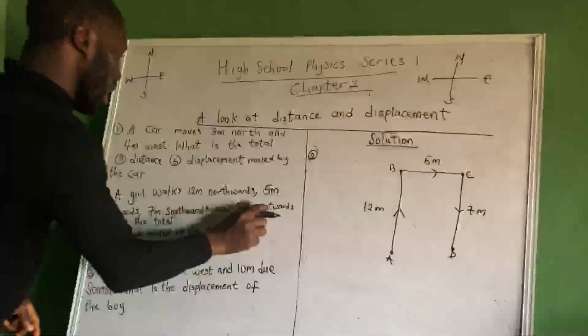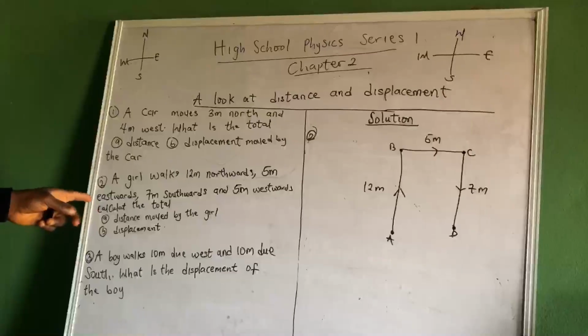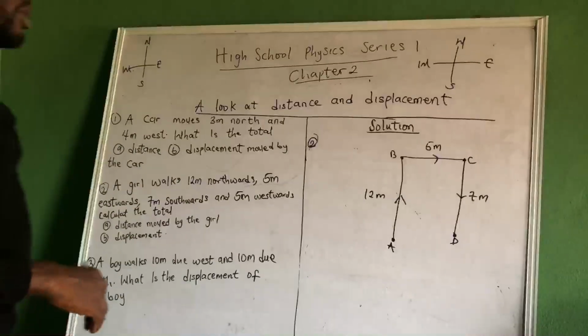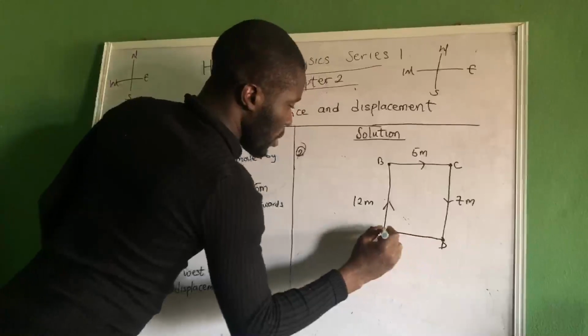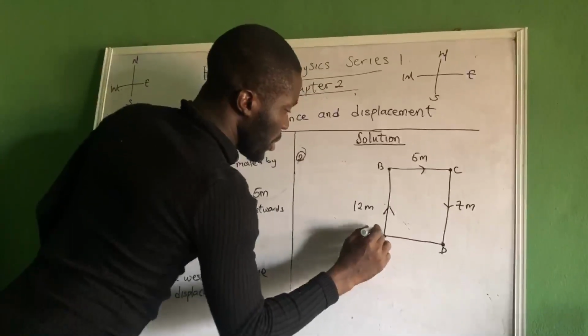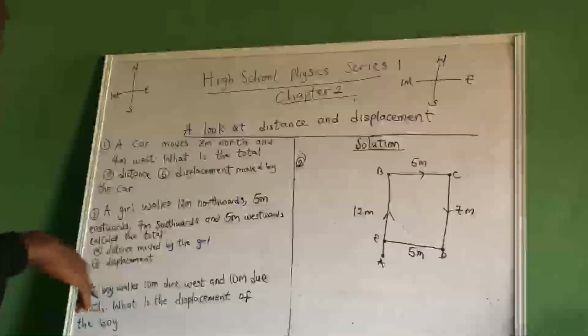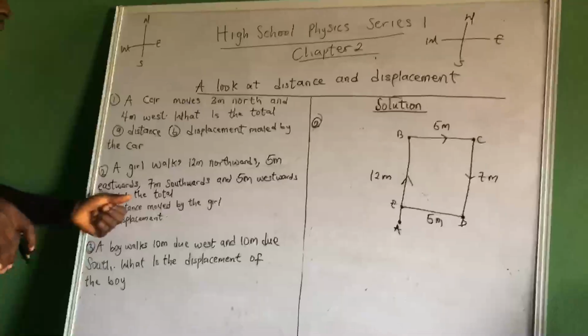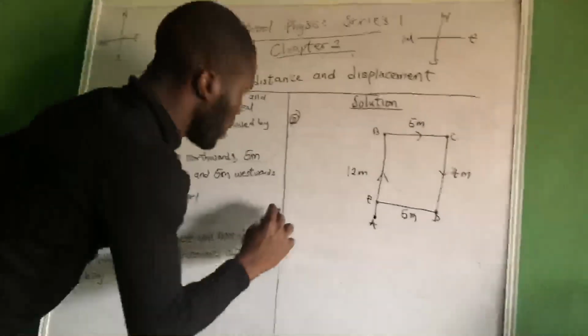And 5 meters eastward. And 5 meters westward rather. So from this point D to the west, let's say this is point E and this is 5 meters. Now the first question says, calculate the total distance moved by the girl. What do we mean by that?